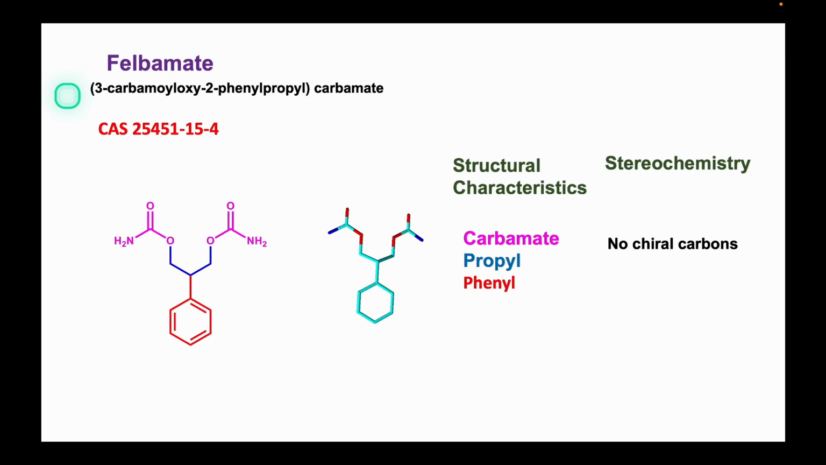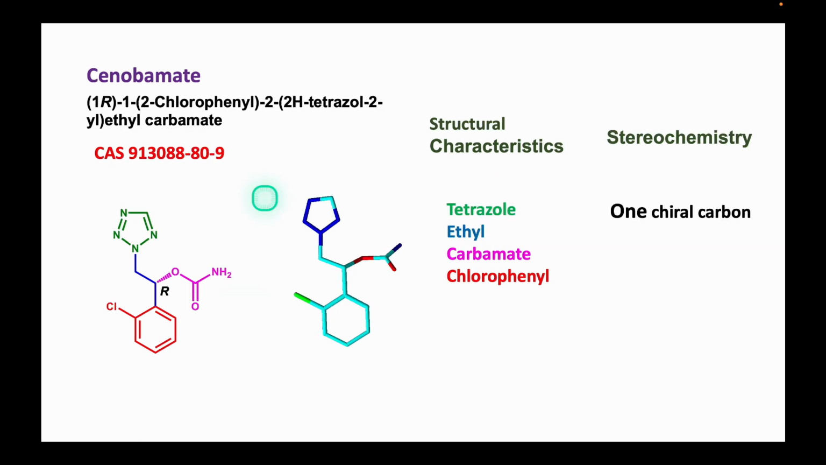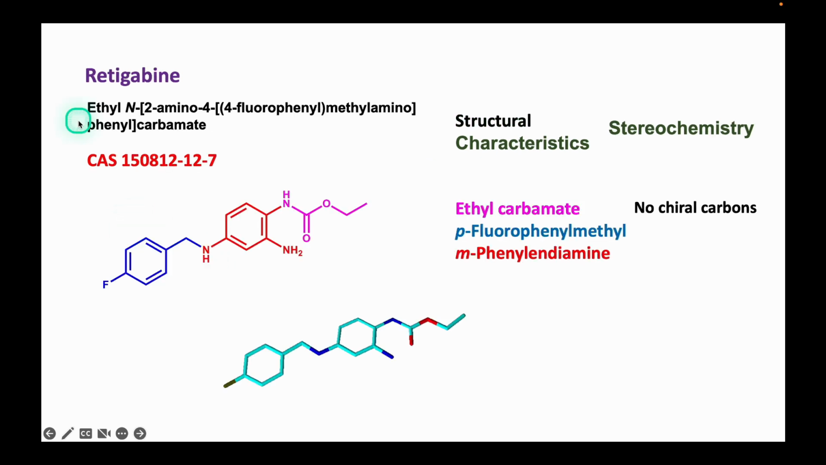Here are shown the systematic name, CAS number, structures expressed in 2 and 3 dimensions for Felbamate. Notably, it has 2 carbamate groups. For Cenobamate, the presence of an asymmetric carbon with R configuration, a tetrazole heterocycle, and a carbamate group stands out. For Retigabine, the presence of an ethyl carbamate group and a fluorine atom stands out.